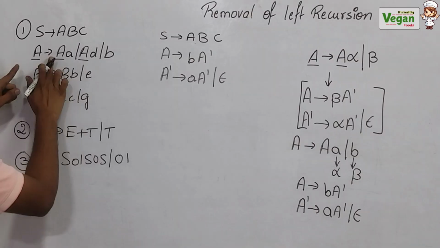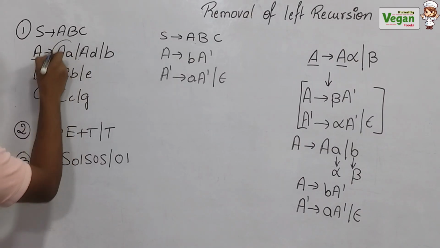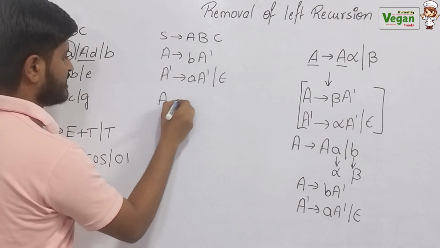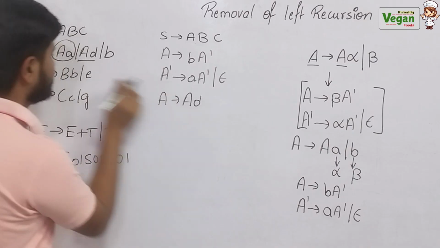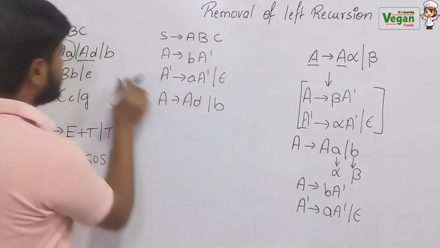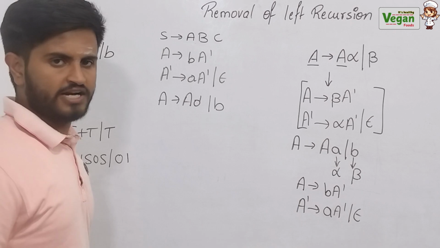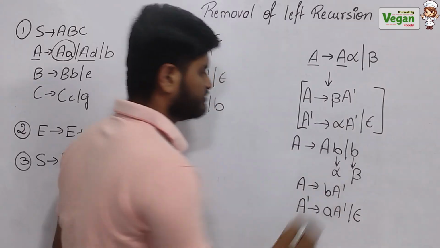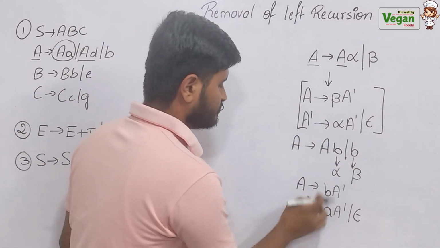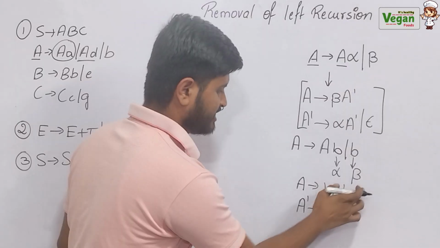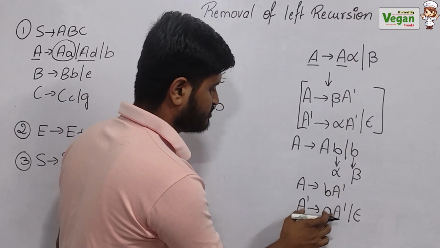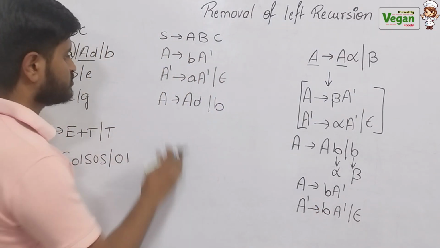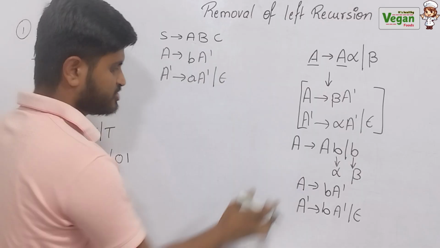Now, I have removed the left recursion in this one, but I have not removed it in this one. So again consider A producing capital A, small d, and the beta value will be small b itself, because there is no left recursion in it. So A gives rise to beta A dash. Small b is itself a beta, and A dash gives rise to alpha. Alpha value is changed, that is small d A dash slash epsilon. So instead of this one, you will be writing these 2 productions.